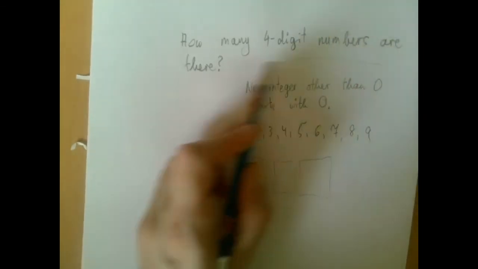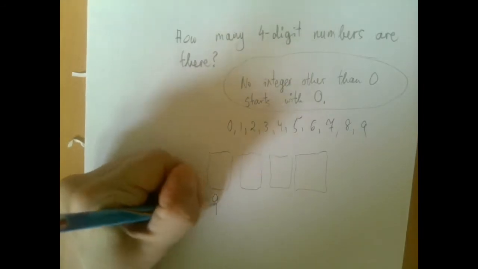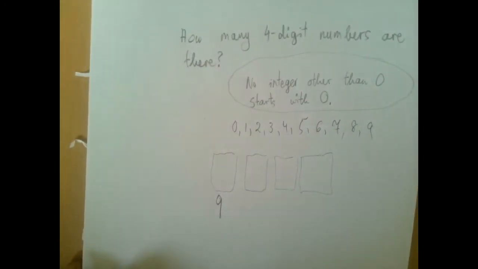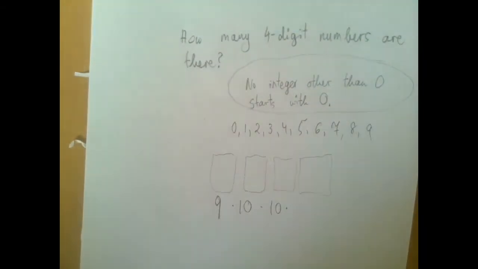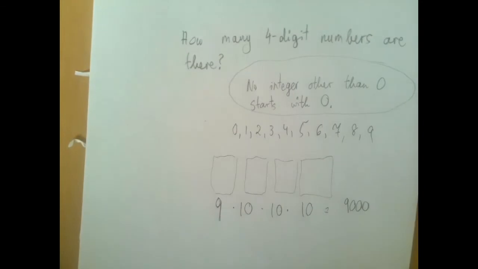Because we agreed that we're not starting with 0, all the other 9 can play, but 0 is out of the question. So the first digit can be 9 different ones. How about the second digit? Right there we have 10 choices, and the next one we also have 10 choices, and the next one we also have 10 choices. So it looks like there are 9,000 four-digit numbers.